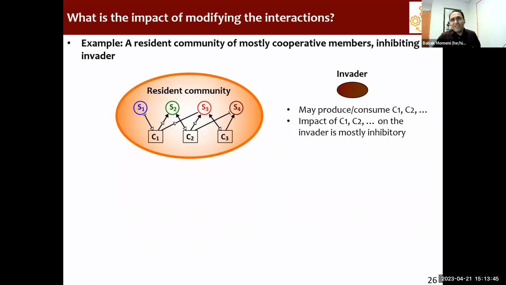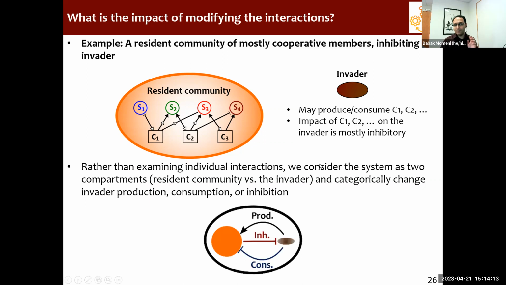And then we reorganized our thoughts, asking, knowing what we know now, what is the impact of modifying the interactions on the outcome of invasion? Again, we're using this simulation platform to make predictions. But to simplify things, instead of looking at the details of the resident community and invader, we assumed the resident community as a unit and the invader as a unit, and categorically changed the interactions between them. So instead of assuming what happens to the details of these interactions, we are just asking what happens if the invader doesn't produce any of the metabolites, or if the inhibition from the community as a whole to the invader is reduced.